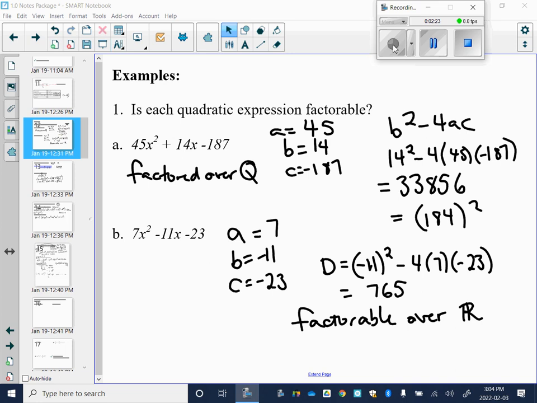Hopefully you paused and calculated it out. I got 765. That is not a perfect square, so I know that this is factorable over the real numbers. It will have irrational factors.